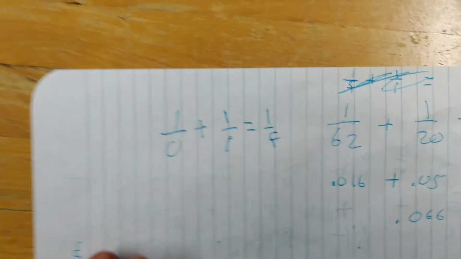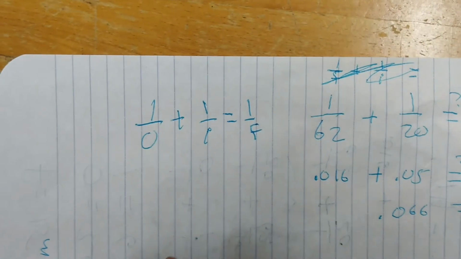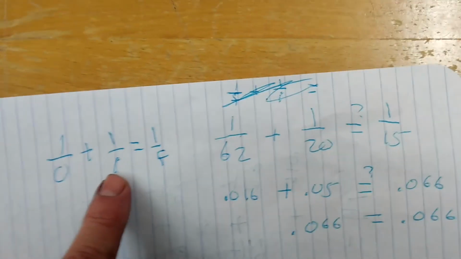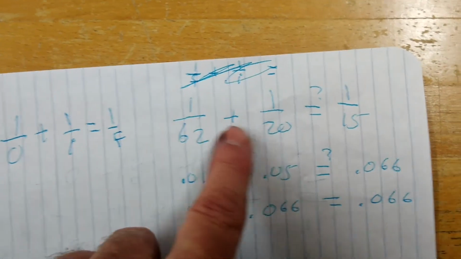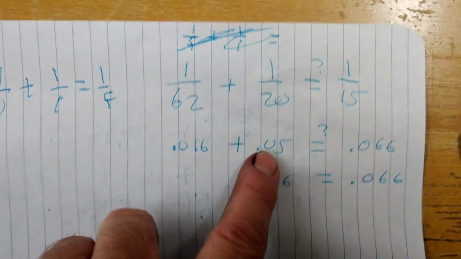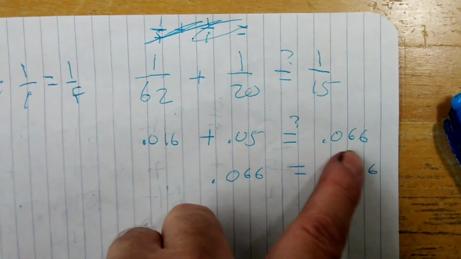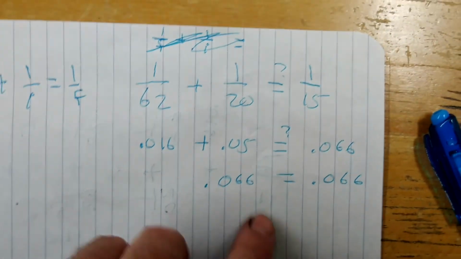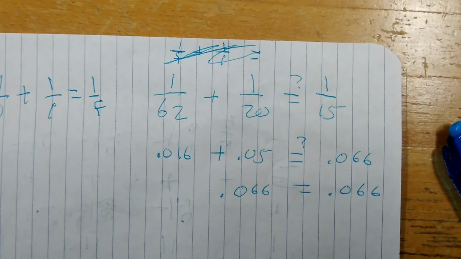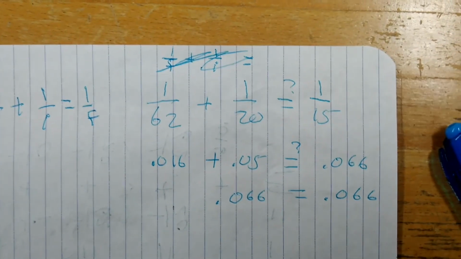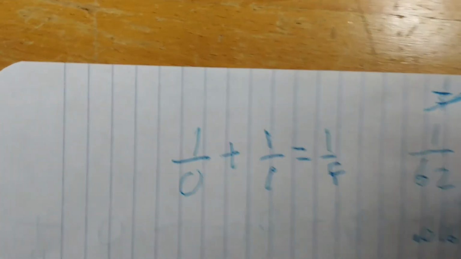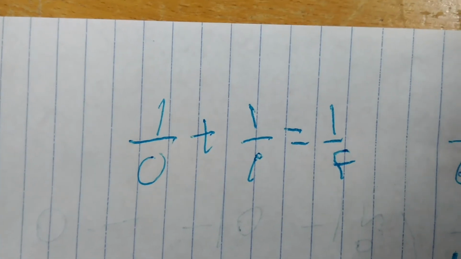Take our data, the object distance of 62 centimeters and the image distance of 20 centimeters. When we plug those numbers into the thin lens equation here, 1 over 62 is 0.016, 1 over 20 is 0.05, and 1 over 15 is 0.066. Of course, the sum of these numbers is exactly equal to 0.066. So it appears as though the thin lens equation works and is correct. And we have definitely experimentally verified the veracity of the thin lens equation, which is this equation right here.